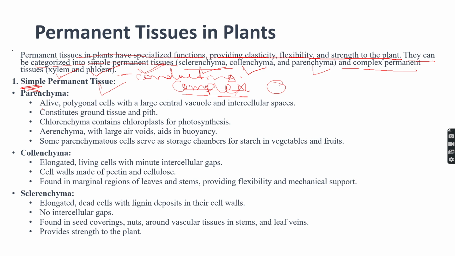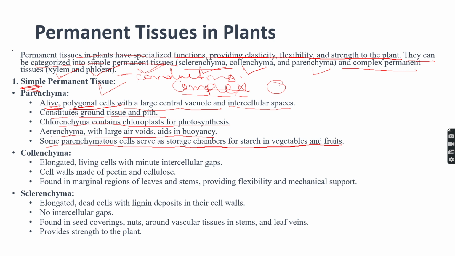parenchyma tissue. Parenchyma tissues are alive, polygonal cells with a large central vacuole and intercellular spaces. It constitutes ground tissue and pith. Chlorenchyma contains chloroplasts and is for photosynthesis. Aerenchyma, with large air voids, aids in buoyancy. And some parenchymatous cells serve as a storage chamber for starch in vegetables and fruits.